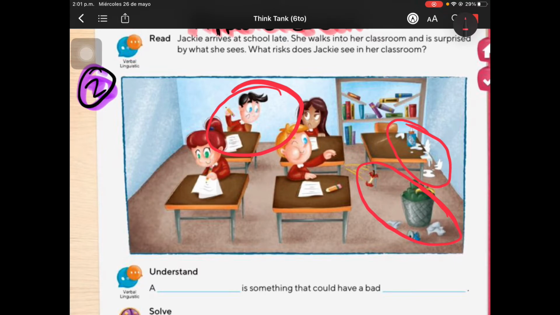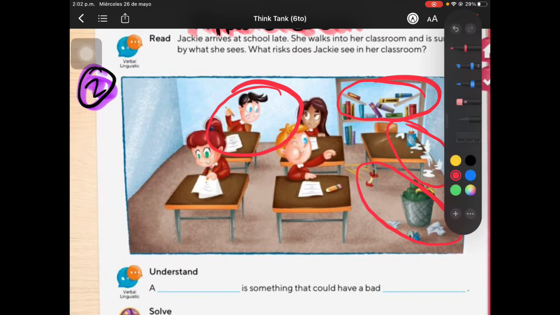And finally, perhaps the least risky one, but still it can be a risk. We can see that the bookshelf is broken and all those books are disorganized. Well, these are the things that may potentially be a risk. Now let's answer the questions.